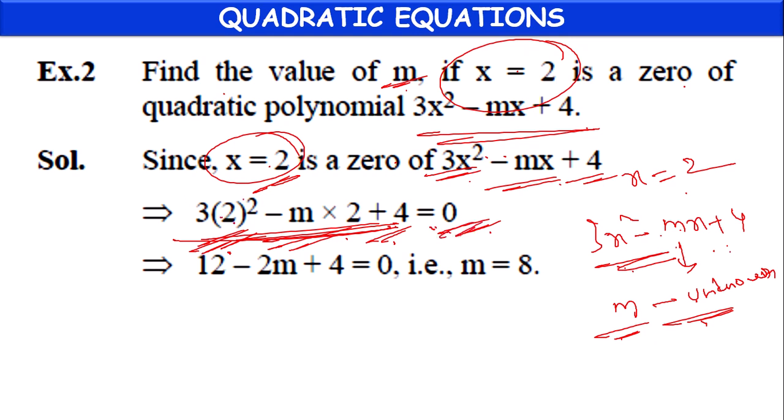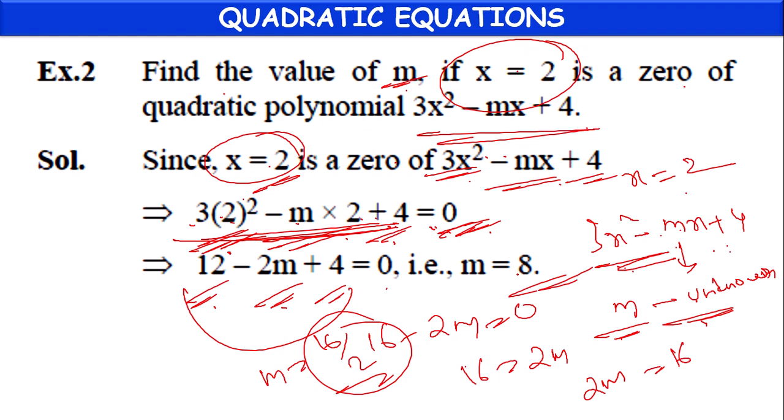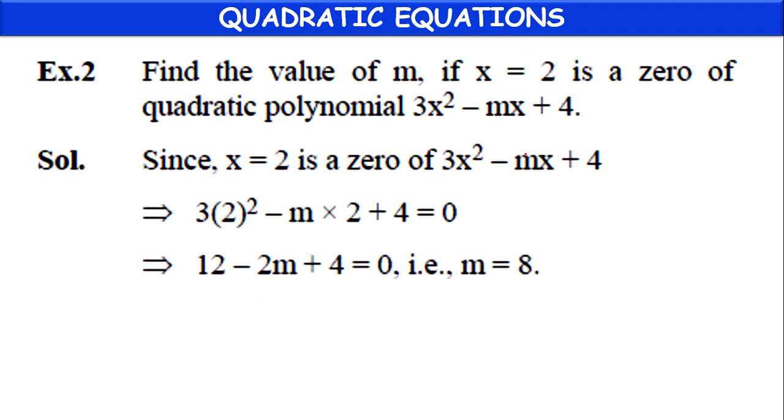So 2 square means 4. 4 into 3, 12. Minus m into 2, minus 2m. Plus 4 equal to 0. 12 plus 4, 16 minus 2m equal to 0. Or 16 equal to 2m. Or 2m equal to 16. M equal to 16 by 2, which is equal to 8. Like that, if the zero is given, then any unknown term present in the polynomial, that also we can find out.